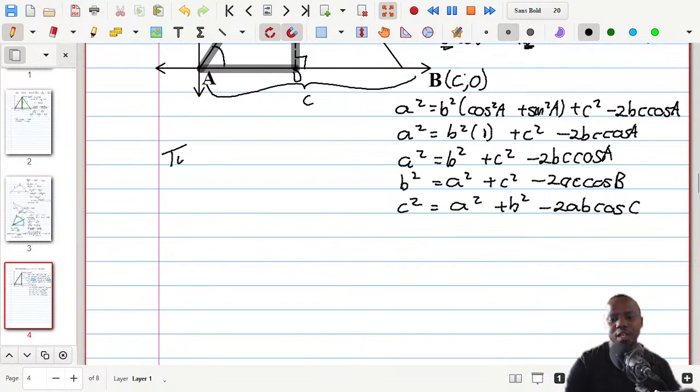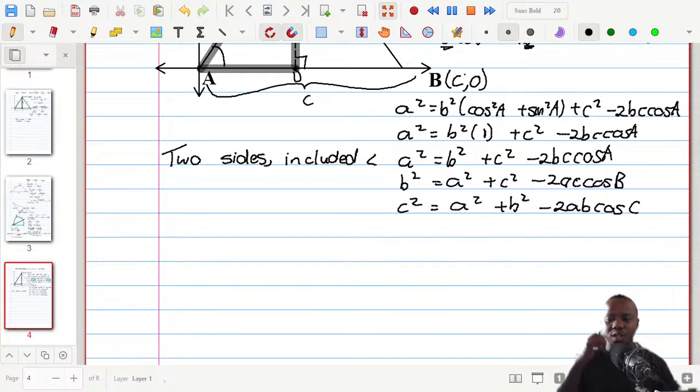We use the cosine rule if there are two sides and an included angle. Remember, we spoke about the included angle earlier. We said the included angle is the angle which is between two known sides, the angle between two given sides. We also use the cosine rule when we have three sides. Brilliant. I hope that this makes sense to you guys and that you're understanding what's happening so far.